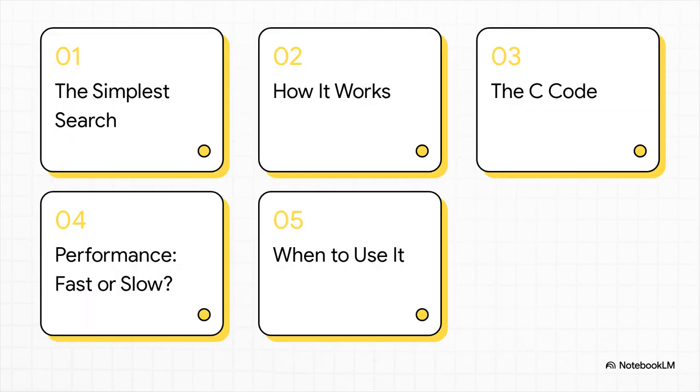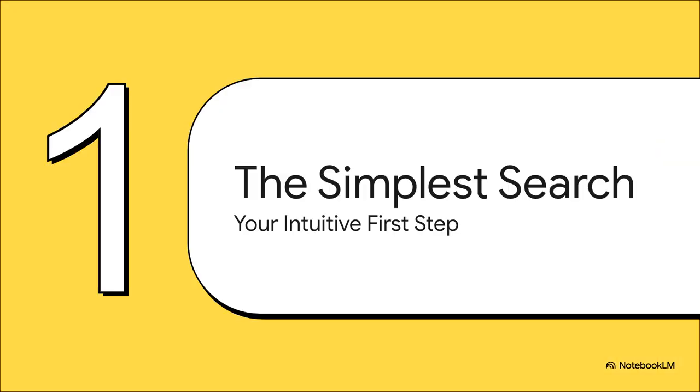So here's what we've got on tap for this explainer. We'll kick things off with why it's so simple. Then we'll walk through exactly how it works. After that, we'll look at some actual C code. We'll analyze its performance. Is it fast or slow? And finally, we'll figure out when you'd actually want to use it. First up, why we call it the simplest search.